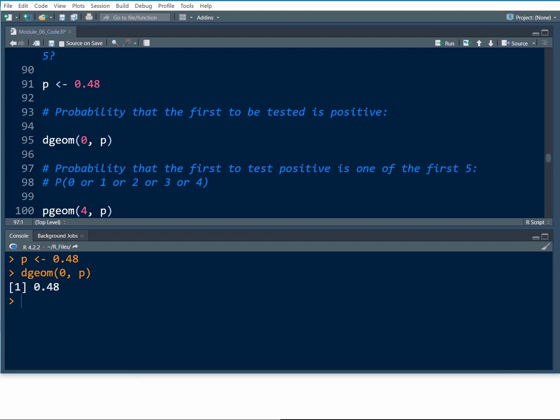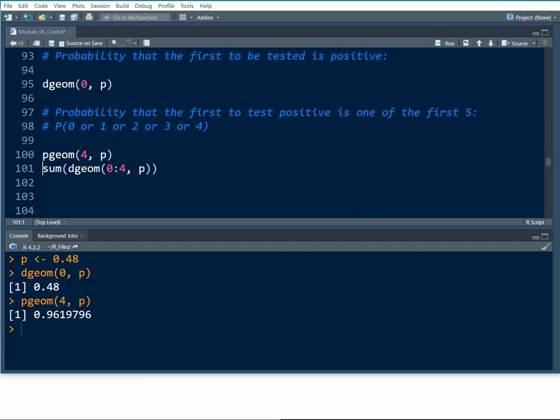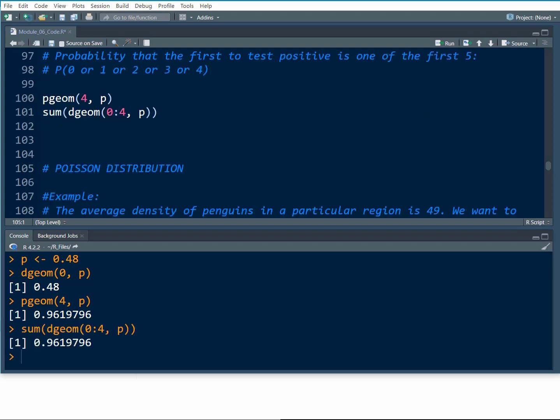Now, the probability that the first to test positive is one of the first 5 is found by computing P of y equals 0 or 1 or 2 or 3 or 4. Remember here, y is counting up the number of failures before the first success. We can either find this probability with the pgeom(4, p) command, or by summing up these probabilities with a dgeom command.